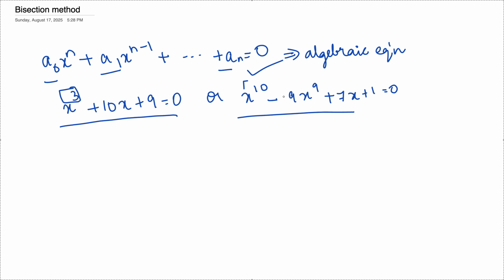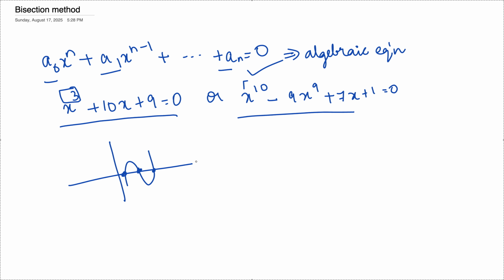Also, we know how to find the roots of these algebraic equations, correct? If it is a quadratic equation, we find it in a different way, and if it is a cubic equation, we are already aware of how we find the roots. We also find the roots in a graphical way, right? If it is a cubic equation, wherever the graph intersects the x-axis is nothing but your roots. So we have different ways to find the roots of algebraic equations.